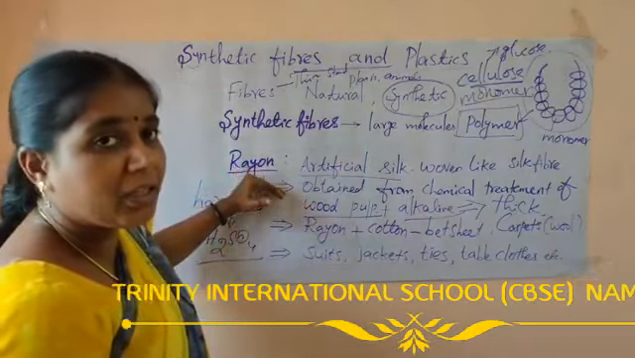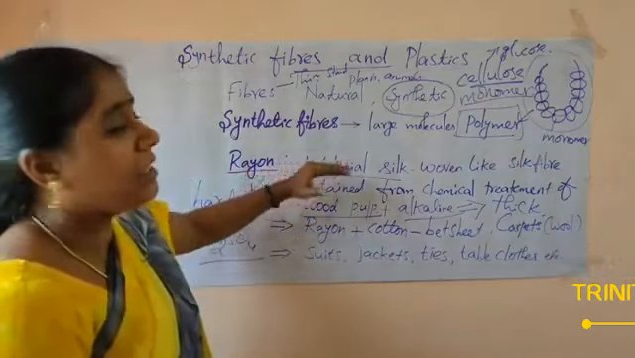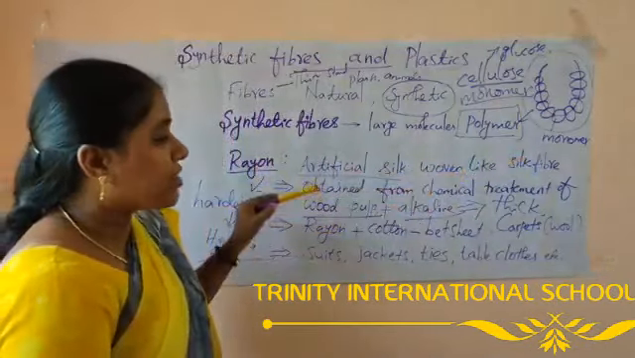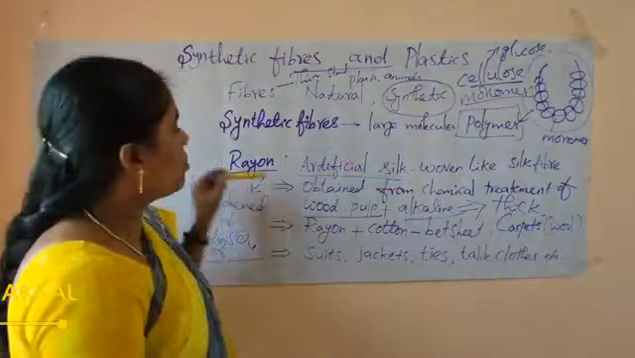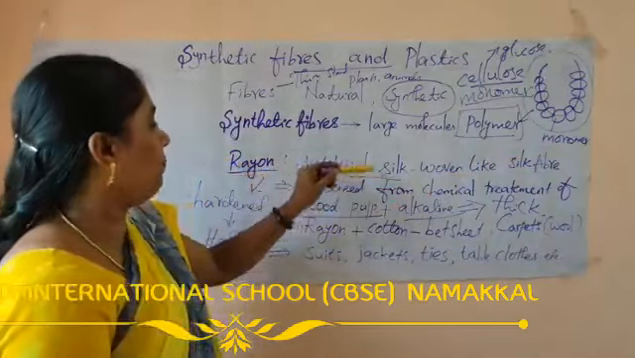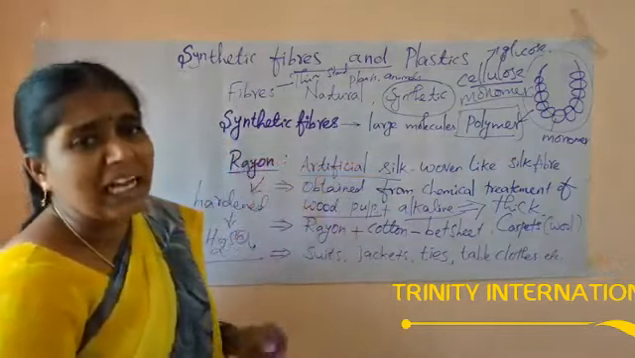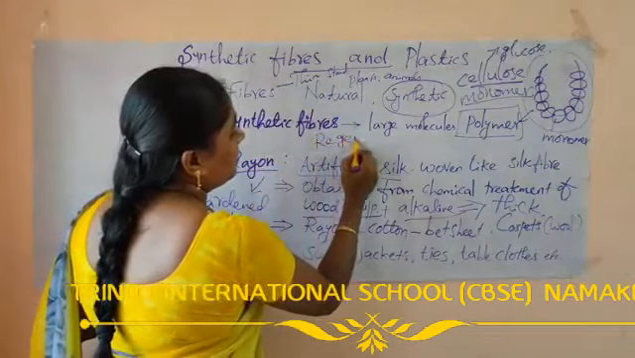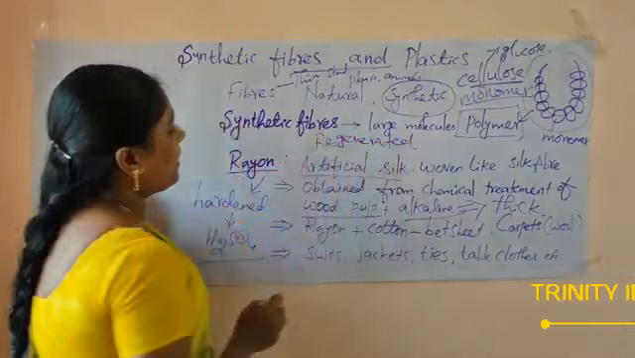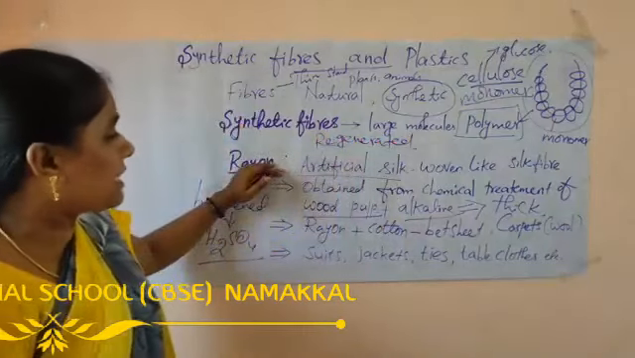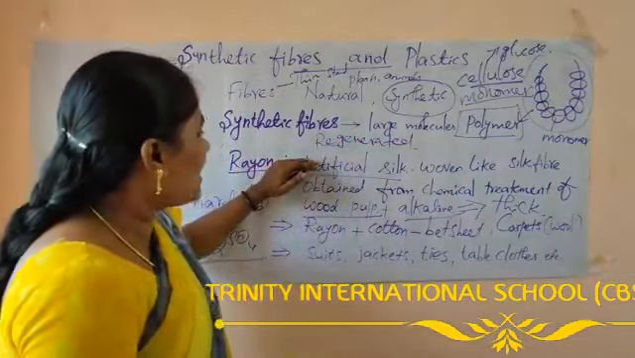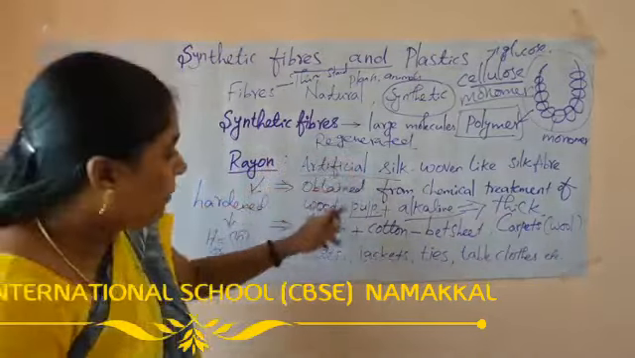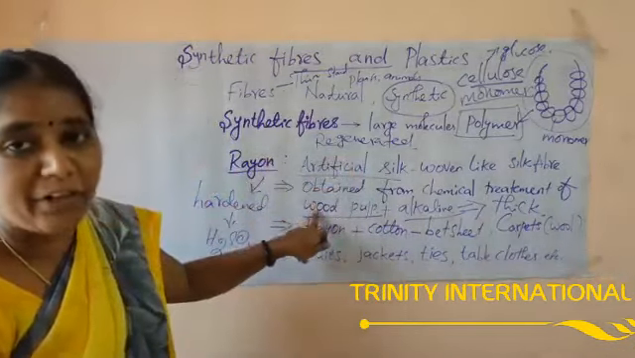Why is this rayon fiber called artificial silk? Because it is woven like silk fiber, and the texture also looks the same as silk. So this rayon is called artificial silk. And then this rayon is otherwise called regenerated silk. Why is it called regenerated fiber? Because it normally contains the original raw material, cellulose. Already we said that rayon is obtained from wood pulp.